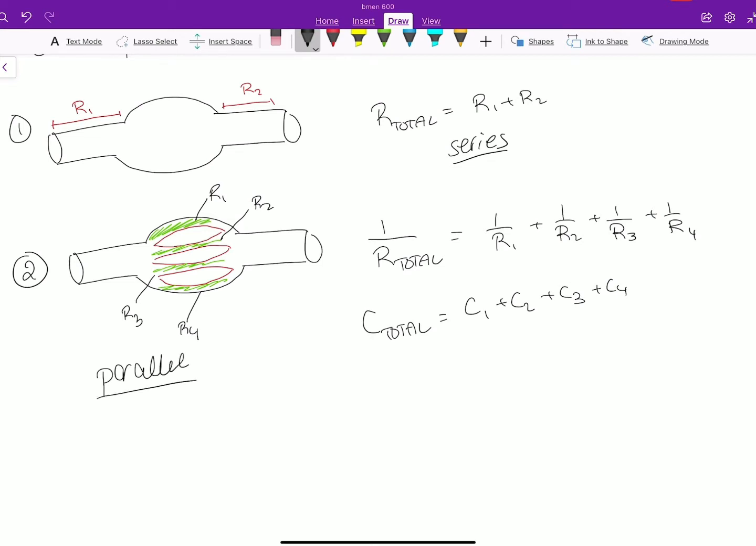Then, to compute the total resistance, 1 over R total would be equal to 1 over R1 plus 1 over R2, plus 1 over R3, plus 1 over R4. And that would give us C total to be simply C1 plus C2 plus C3 plus C4, because recall that C is the reciprocal of R.